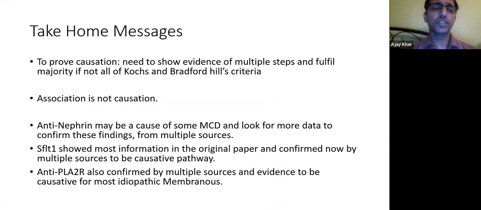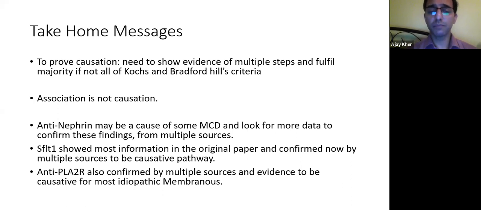So, take-home messages: to prove causation, we need to show evidence from multiple steps and try to fulfill the majority, if not all, of Koch's and Bradford-Hill's criteria. That may not be possible in one study, but you want to pull multiple studies, multiple evidence, animal studies, all of that, to be sure that we are looking at all of it and then saying that this is cause and effect. Association is not causation.